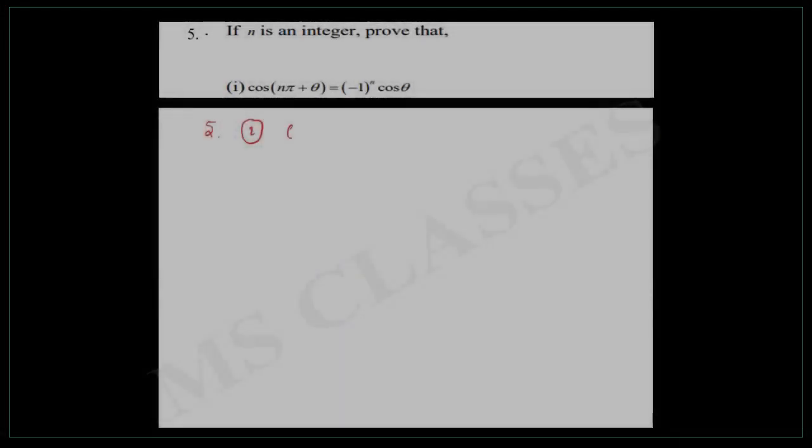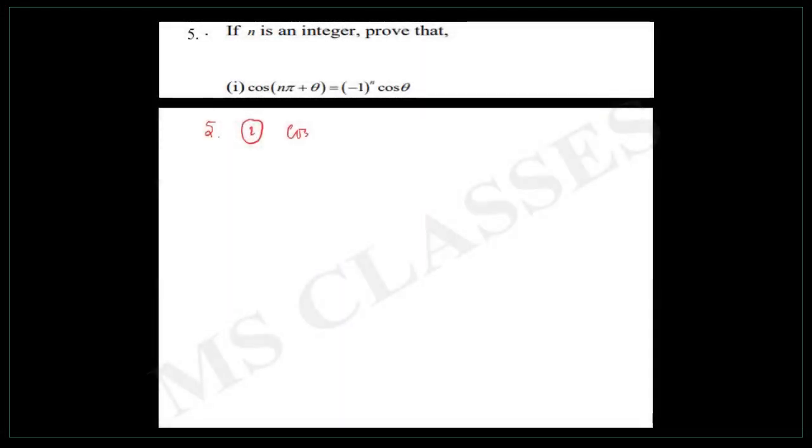Now this is what cos(n pi plus theta) is. We have to do minus 1 to the power of n times cos theta. This is what we have to do: cos(n pi plus theta) equals minus 1 to the power of n cos theta. What will we do? That is case 1, case 2.